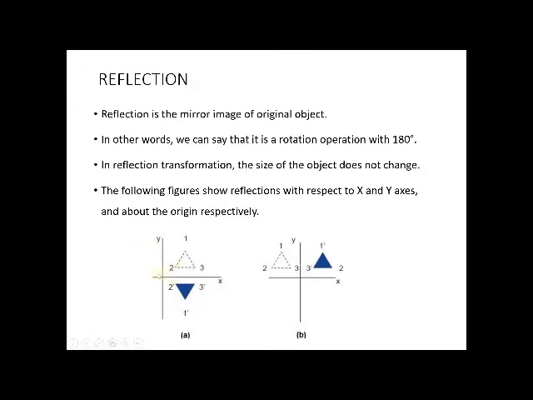Here you can see the reflection or the mirror image being made about the x-axis. With the x-axis as the reference line, our original image was a triangle 1 2 3, and this geometry is reflected as 1 dash 2 dash and 3 dash below the x axis. So this is one type of reflection. The second type is about the y axis. With the y axis as the reference, we do the mirroring. So the original object, if it is 1 2 3, can be reflected as 1 dash 2 dash and 3 dash, and either way it is possible.